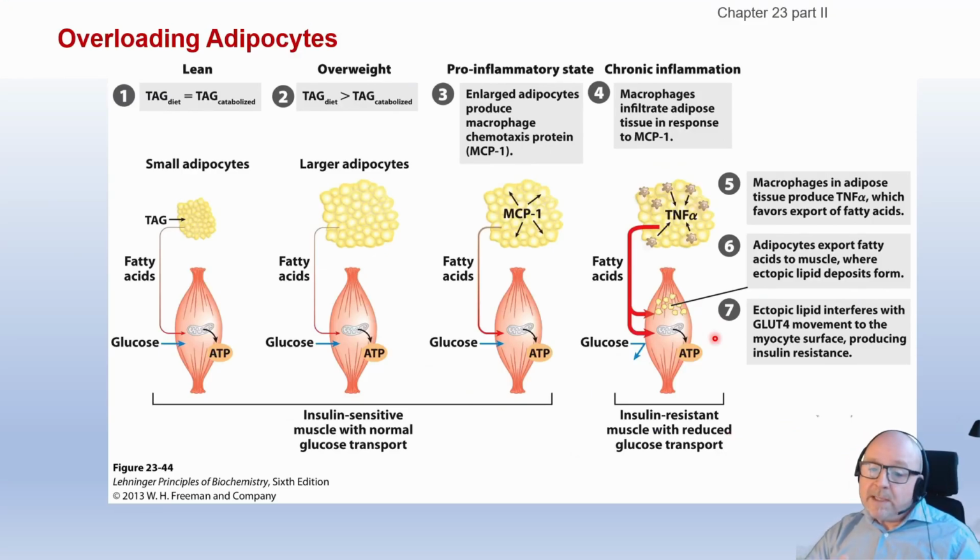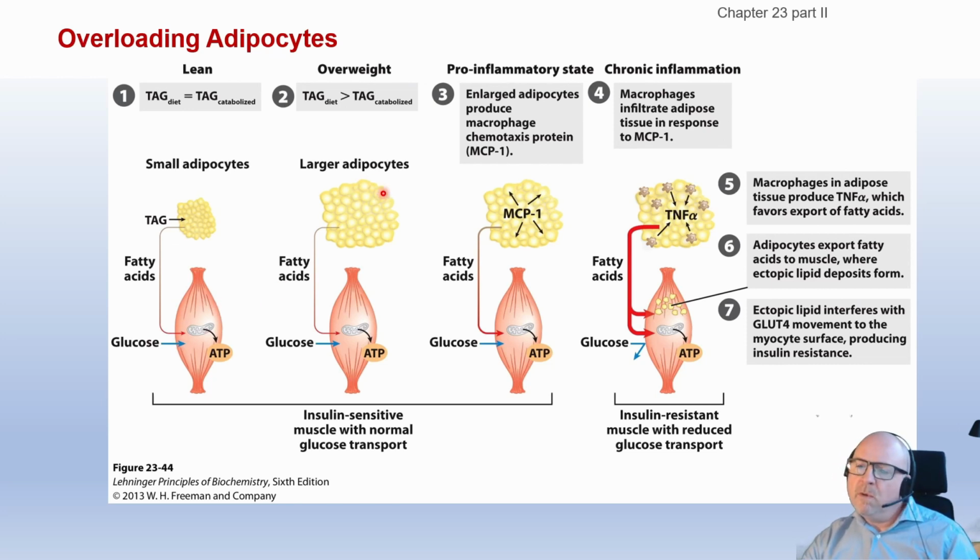There are other ways that have been speculated to also give rise to the development of diabetes. This is from the book. Here we see the condition of a lean 70 kilogram man or woman. In biochemistry, it's the 70 kilogram man. Lean, triacylglycerol diet. You have small adipocytes, and they are supplying fatty acids to the muscle, and the muscle is also taking in glucose, both to get ATP out of it.